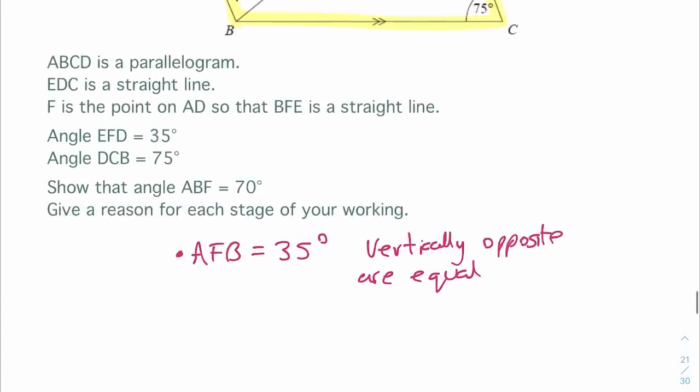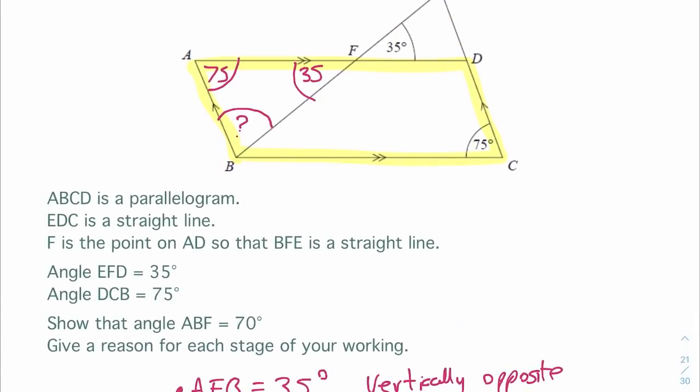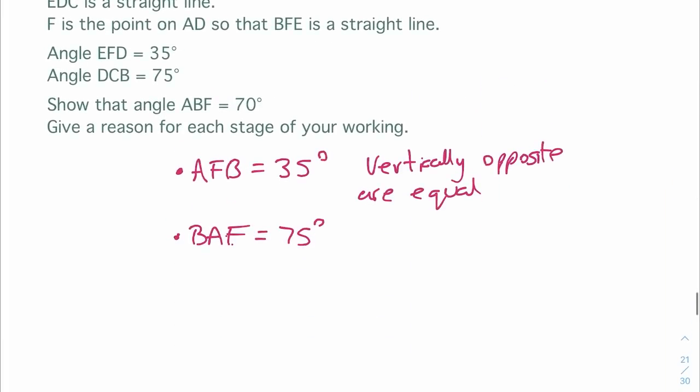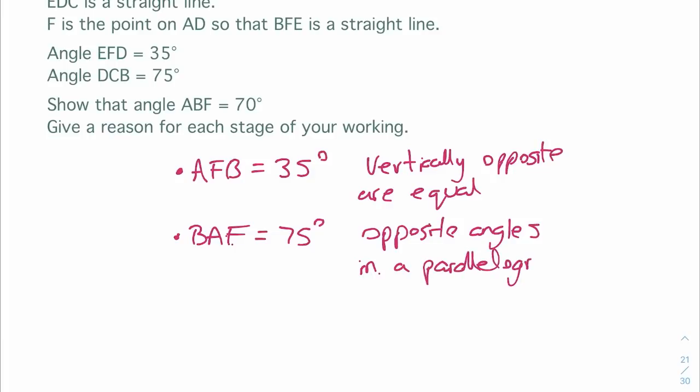Okay, so here we go. So that is the angle FAB or BAF. There we go. So BAF equals 75 degrees. It was 75. Yep, always check back, because opposite angles in a parallelogram are equal. There we go. Opposite angles in a parallelogram are equal.